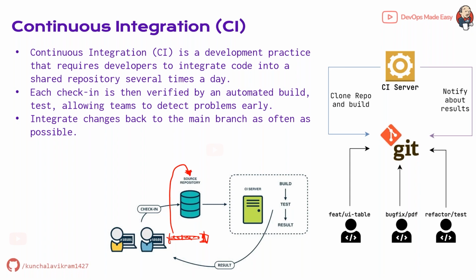Once the remote repository gets those changes, the CI server immediately kicks in. It will take this source code onto its own server through git clone, and then it will run the build commands and tests. Let's say the test case failed. Then it will immediately send the response back to the developer that this particular source code has failed.